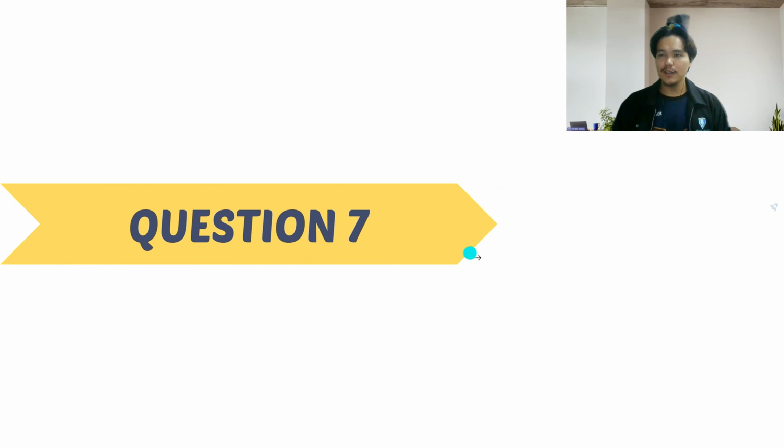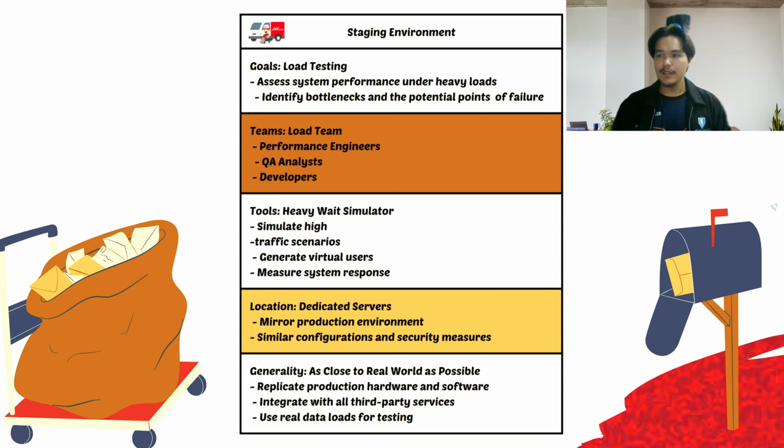So now we are going to question number 7. In the context of JNT Express, the staging environment is essential for pre-deployment validation to ensure that the system functions well under conditions that closely mimic the production environment. This environment is particularly focused on load testing to assess the system performance under peak usage.